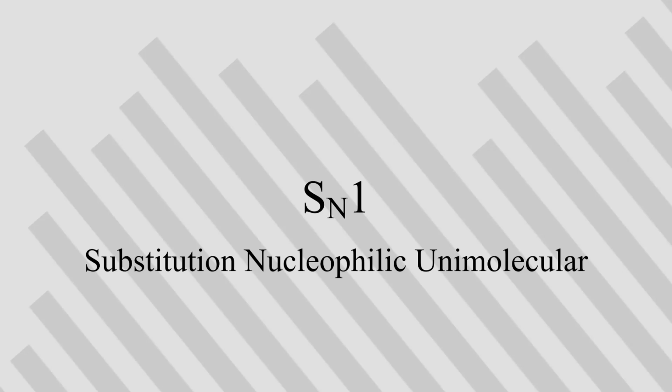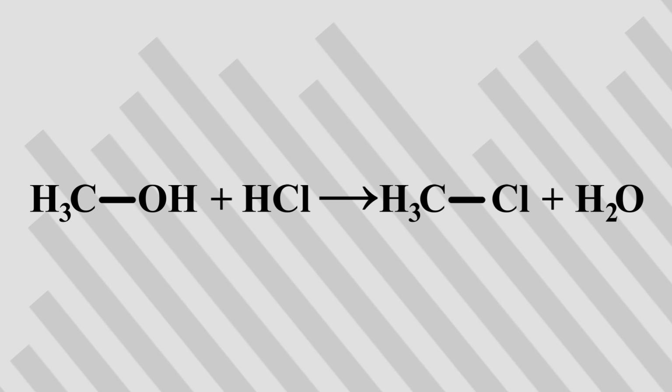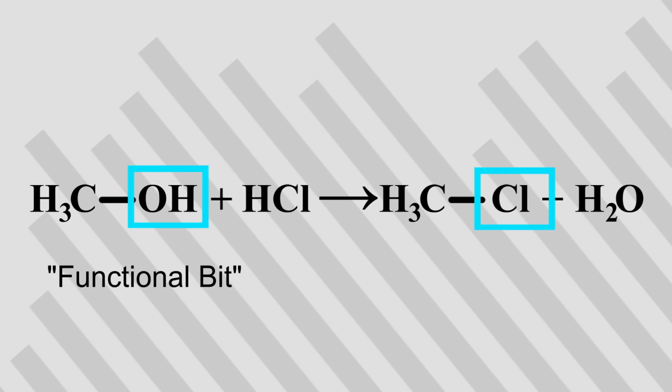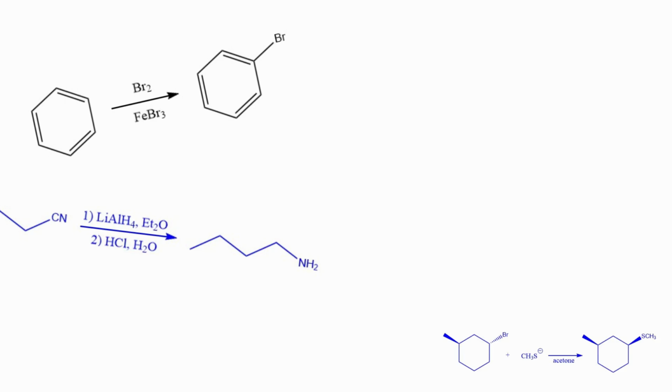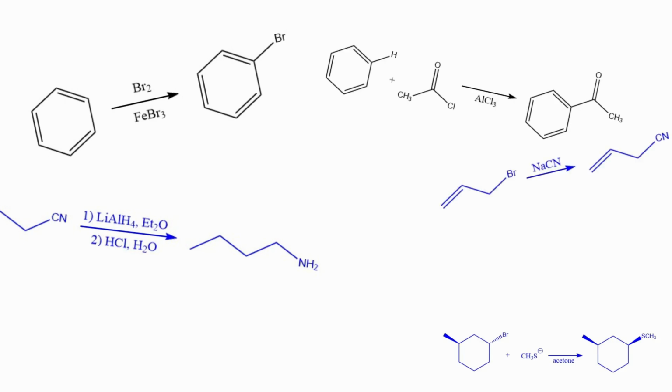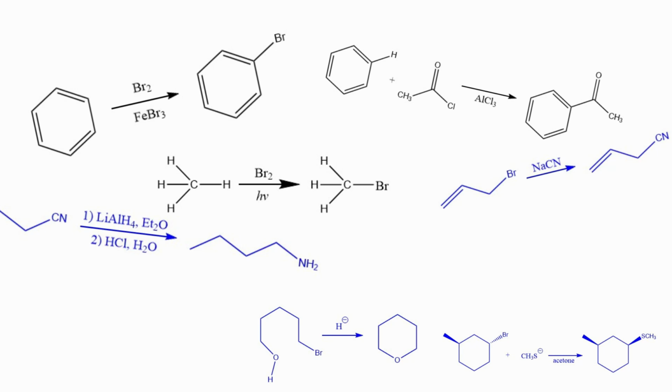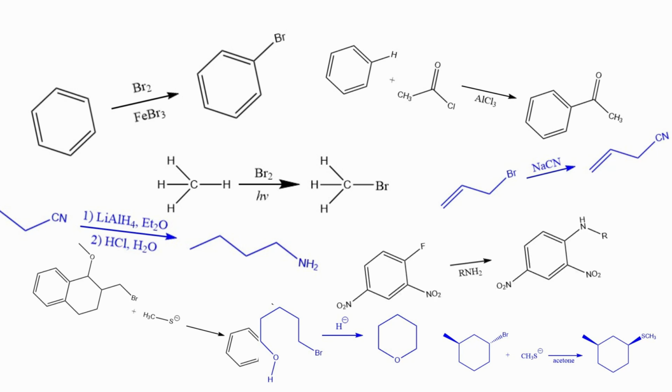The first official reaction mechanism covered in most organic chemistry courses is the SN1 reaction. The overall reaction is highlighted by a functional bit of a molecule transforming. Understanding the rationale behind why this reaction proceeds as it does is of utmost importance when beginning the journey through organic chemistry, as the fundamental concepts of this reaction contain ideas that are repeated throughout the subject.